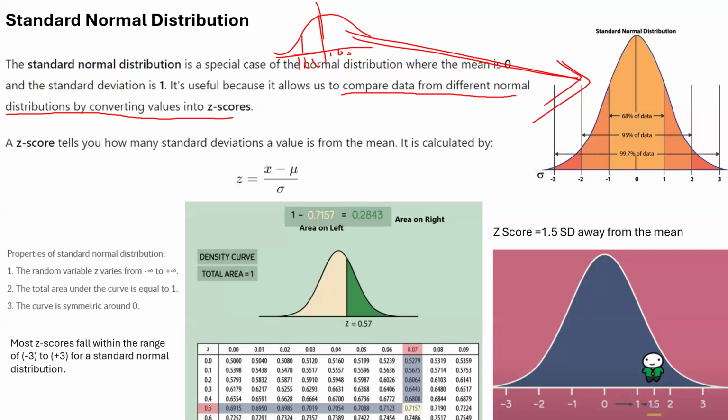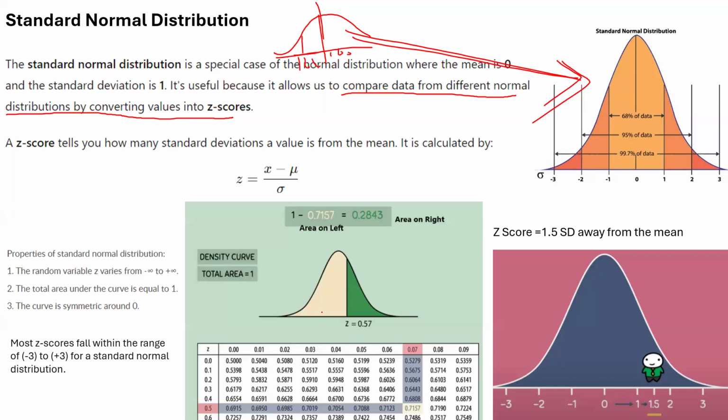Okay, it's as simple as this. If you're getting the Z score as 0.57, the area under that curve would be 0.7157. And the other important thing that you have to understand is the area under the normal distribution is always equal to 1. If you calculate the area under this curve, it will always be equal to 1.